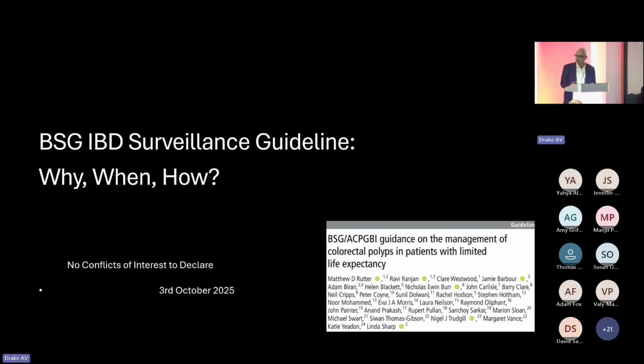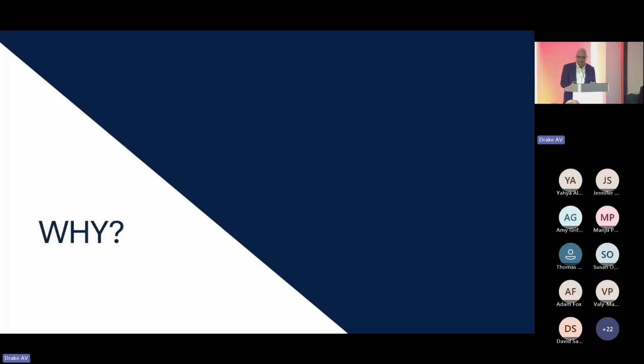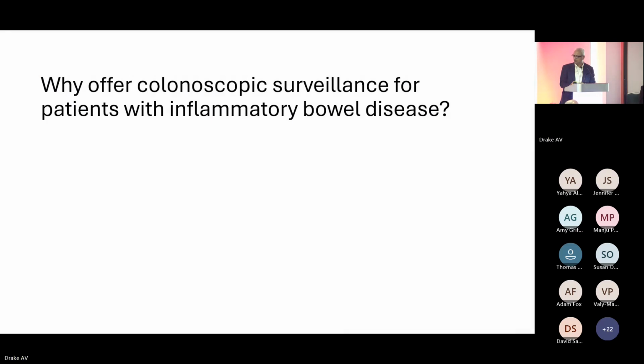And the first guideline I'm going to start with is the colorectal surveillance in IBD patients. I'm not going to cover the full IBD guidelines, and we're really going to talk about when, how, why, and how practically this guideline is going to be of help to us. So the first question really is why? Why do we want to do this? And why offer colonoscopic surveillance for patients with inflammatory bowel disease?